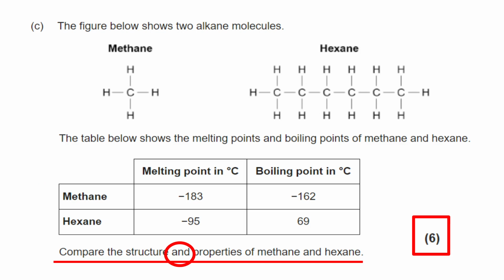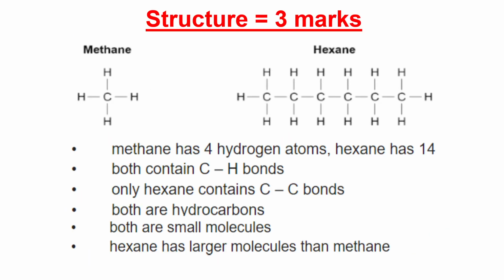6 marks. The most important word in any 6-mark question is "and", because you naturally split it into 3 marks for structure and 3 marks for properties. Well, here's your 3 marks for structure. Methane has 4, hexene has 12 hydrogen atoms. Both contain C-H bonds. Students aren't too good on similarities. Only hexene has C-C because it's got more than one carbon atom. Both are hydrocarbons and hexene is larger.